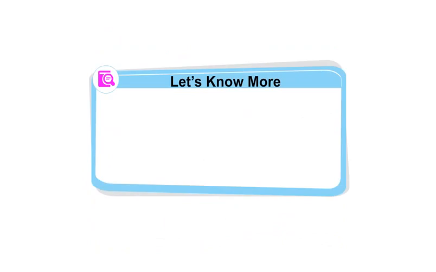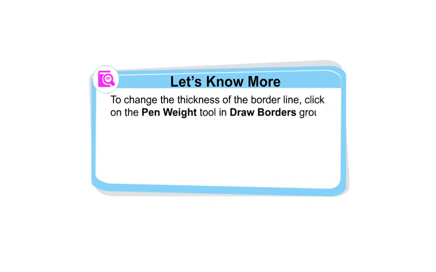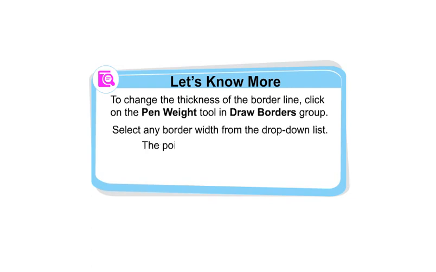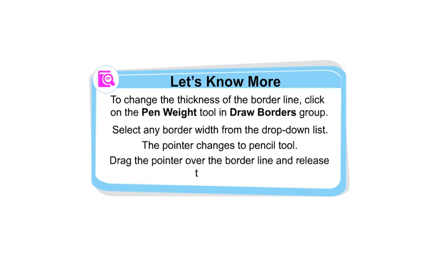Students, let's know more. To change the thickness of the border line, click on the Pen Weight tool in Draw Borders group. Select any border width from the drop-down list. The pointer changes to Pencil tool. Drag the pointer over the border line and release the button.